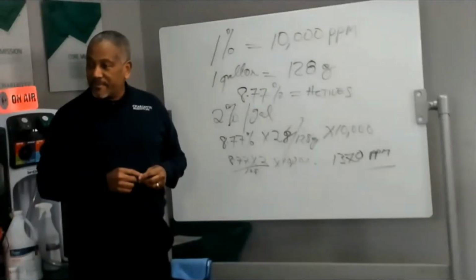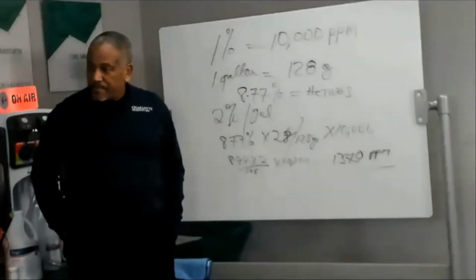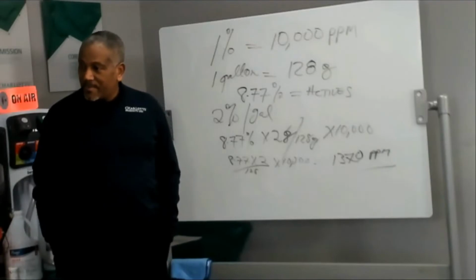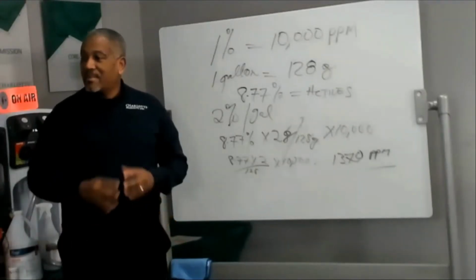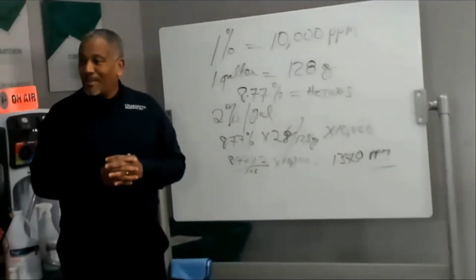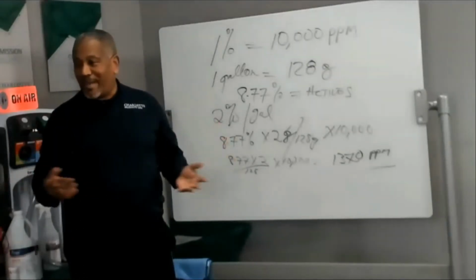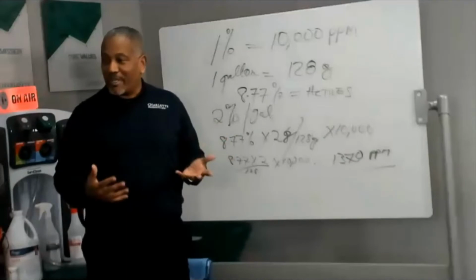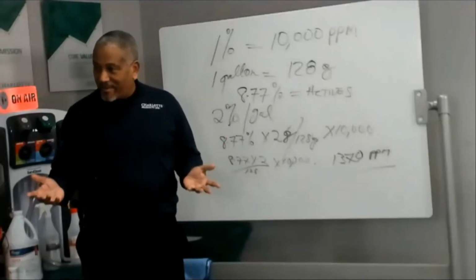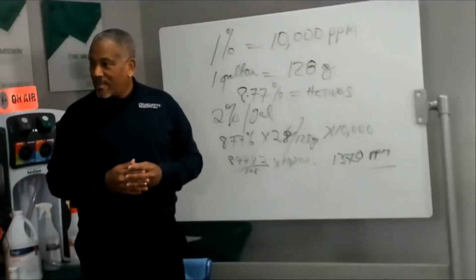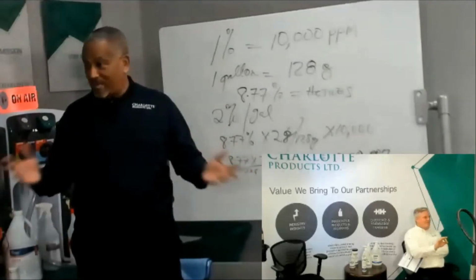So let's take the reverse side. If I'm at 1500 or whatever, I'm rich because I'm disinfecting, so I really want to make sure I'm killing. What's my advantage there? There's no real advantage. The disadvantage is that you're too rich and you're wasting product. And I'm not killing anything more. You can't kill more than 100%.